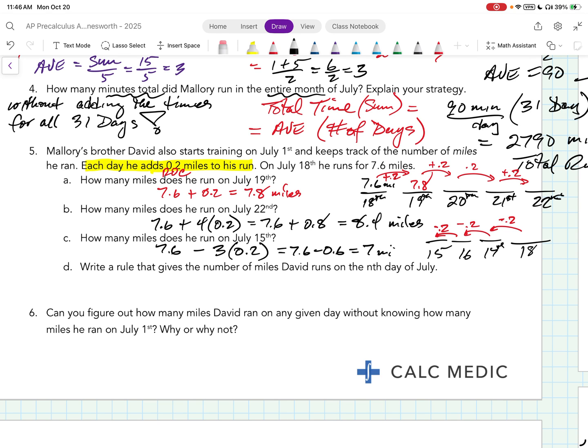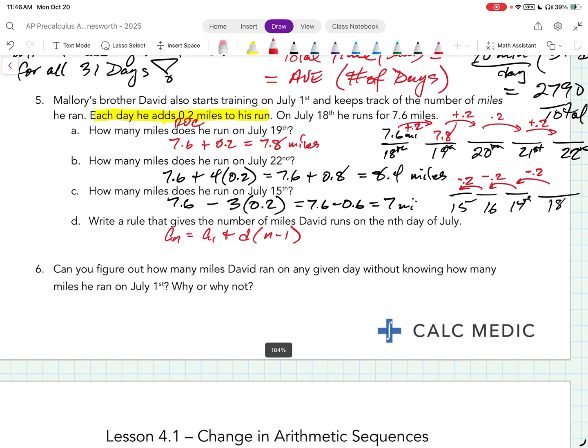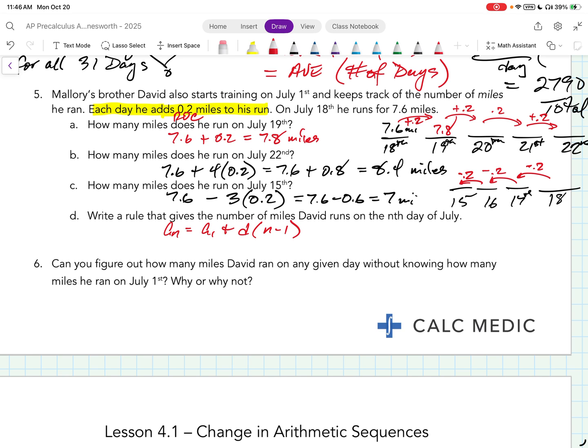Then it says write a rule that gives the number of miles that David runs on the nth day. So let's bring in the sequence function again. a sub n, let's put this in red here, is equal to the first term plus the common difference times n minus 1. We need to know what's on the first day. How do you get back from the 18th to the 1st? So let's find a sub 1 here.